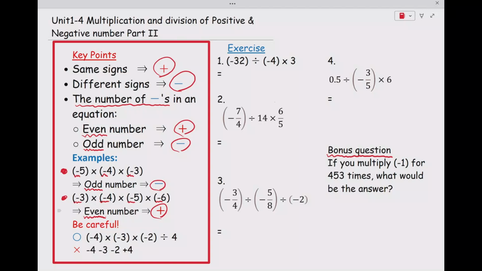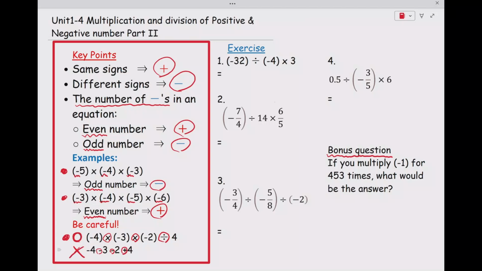But one thing to keep in mind is that this trick can be used for equations which are connected with only multiplication or division, and cannot be used for addition and subtraction. For example, -4 times -3 times -2 divided by 4. Each number is connected only with multiplication and division. Therefore, you can count the number of minuses to determine the sign for the answer. However, for an equation in which the numbers are connected with either addition or subtraction, like -4 -3 -2 plus 4, you cannot use this trick, so be careful.